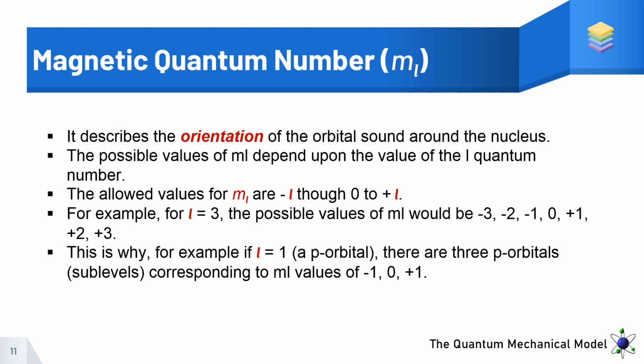This is why, for example, if L is equal to 1, that will fall under the p orbital, right? There are 3 p orbital sublevels corresponding to ml values of negative 1, 0, and positive 1.